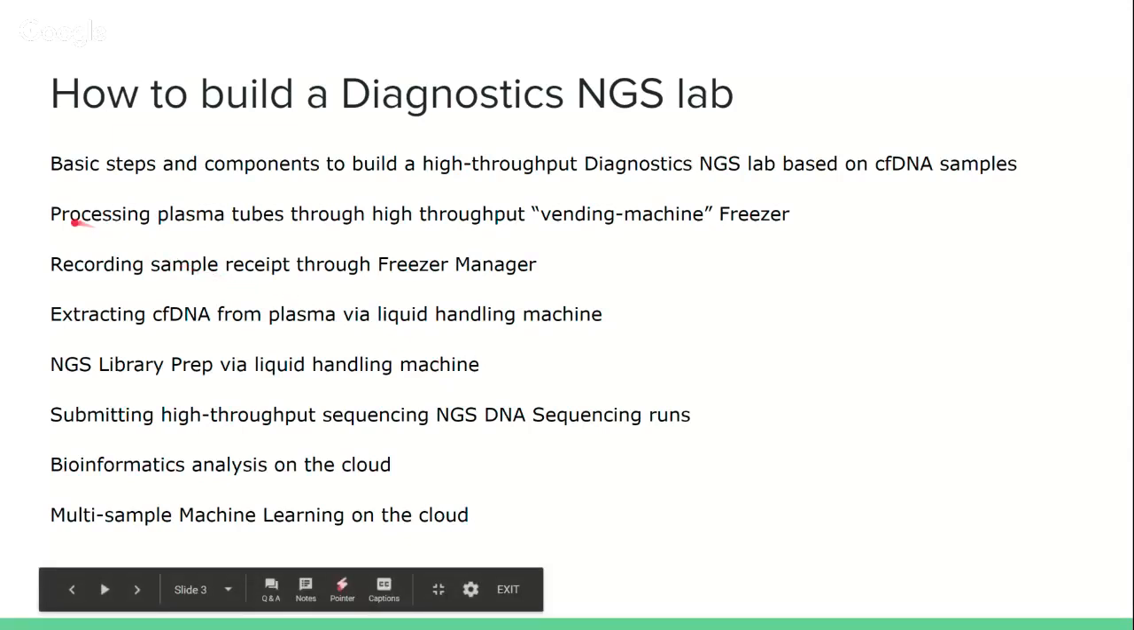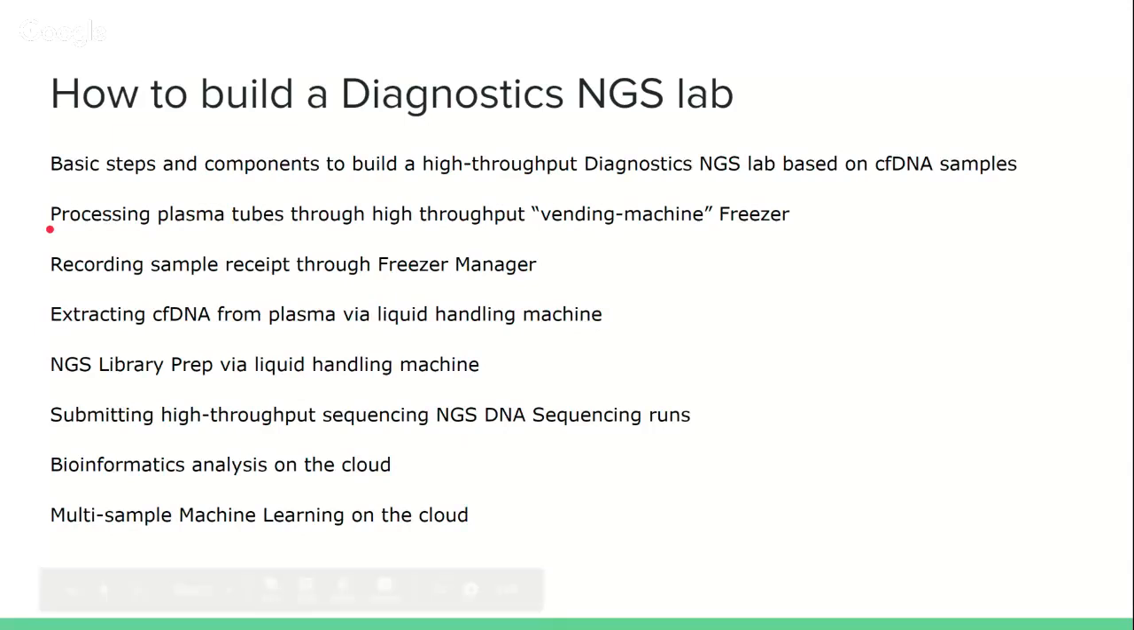I'll describe how to process plasma tubes through a high throughput vending machine style freezer, how to record the sample receipt through a freezer manager software, how to extract the DNA from plasma using a liquid handler, how to then take that DNA and do NGS library prep by a liquid handler. Once you've got the library prep ready, how to submit your sequencing runs for NGS.